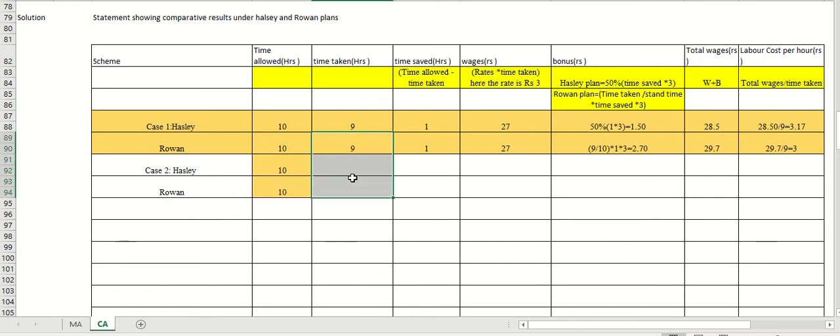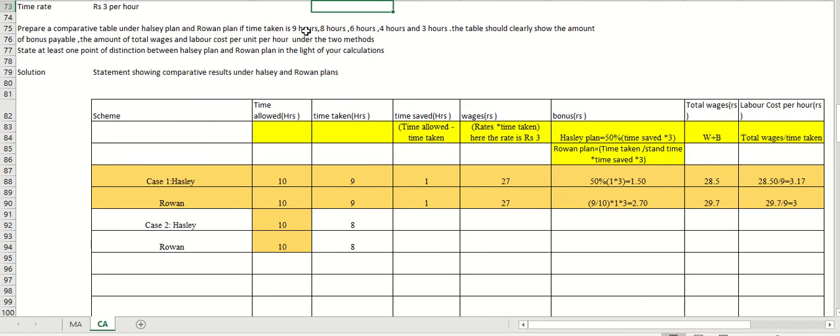Time taken is nothing but your 8 hours, which is our second case. Under the question, they tell us to calculate for 9 hours, 8 hours, 6 hours, 4 hours and 3 hours. So our second case is for 8 hours. So your time saved is 10 minus 8, which is 2.